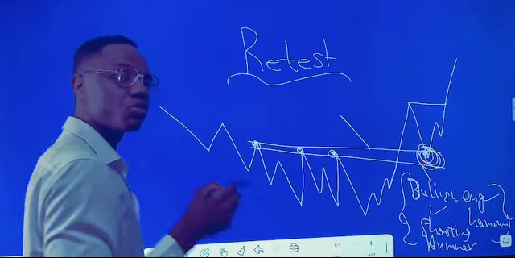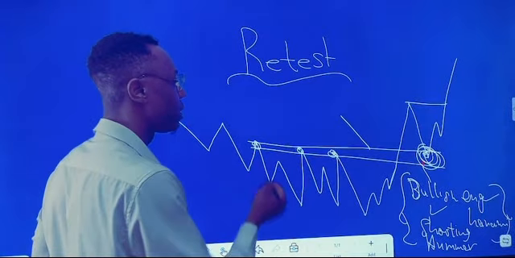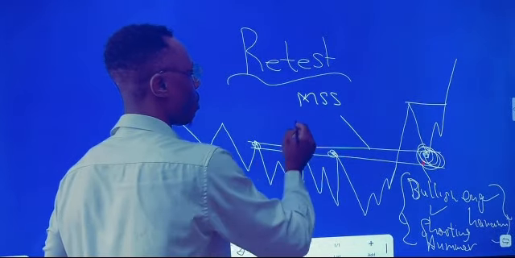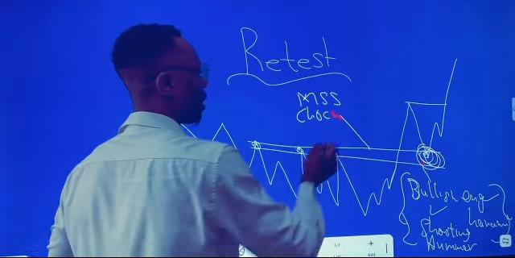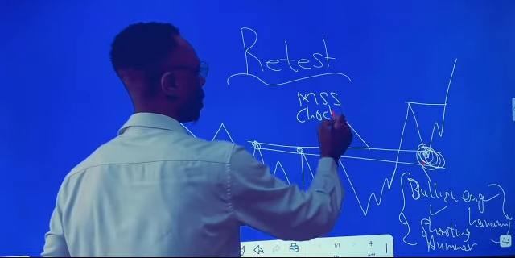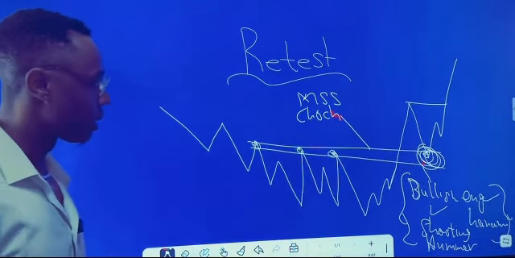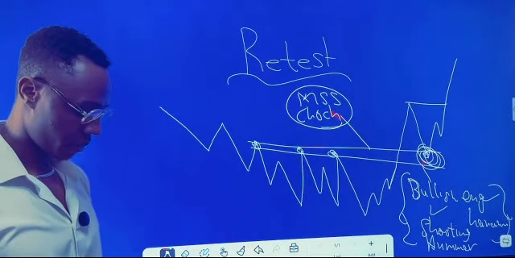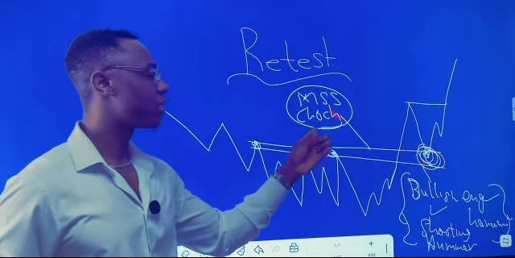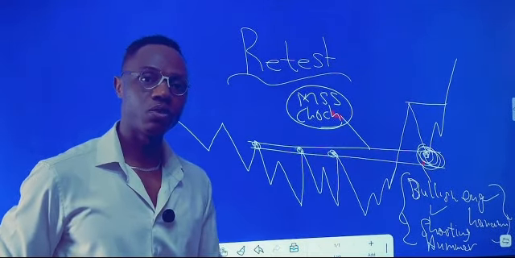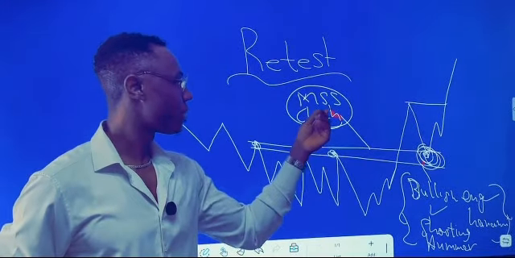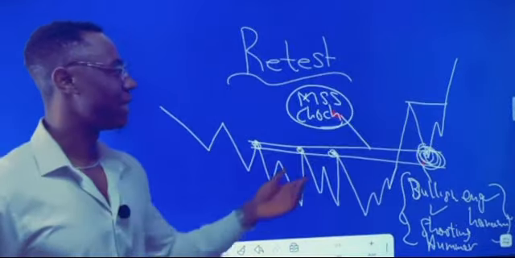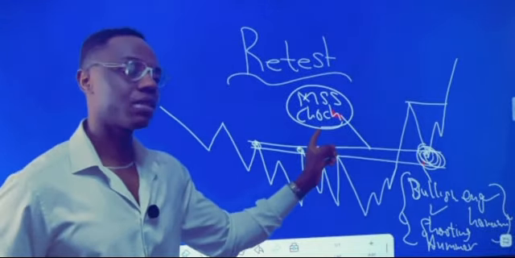Once the market breaks a strong support or resistance zone, we definitely will get what? Market structure shift, or change of character. I have already told you the meaning. Whenever you see a change of character, the market is telling you that it is reversing to the opposite direction. But it is not guaranteed that it's going to reverse.